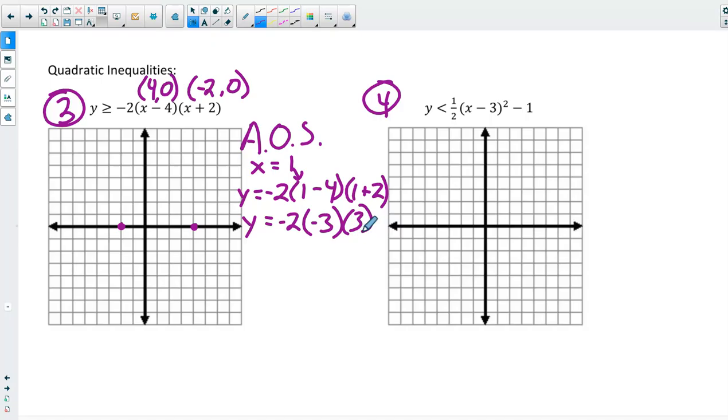What do we get? 18. Now, am I going to give you that mean of a number on a test? Probably not. But we can deal with it. So I'm going to scale my y's. I'm going to say my x's go by 1, but my y's I'm going to make go by 3. So I got my vertex right there.